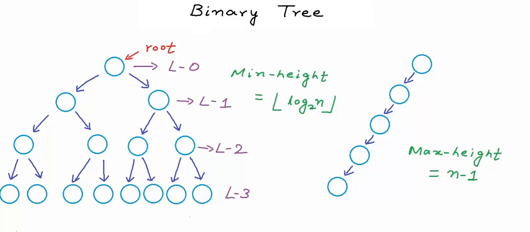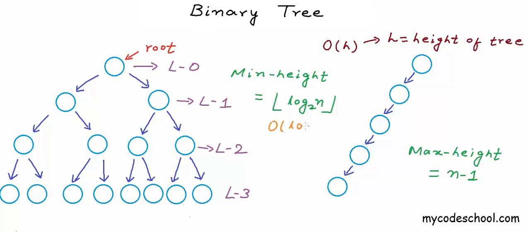Now think about this. If I'm saying that the time taken for an operation is proportional to the height of the tree, or in other words, if the time complexity of an operation is big O of h, where h is the height of the binary tree, then for a complete or perfect binary tree, my time complexity will be big O of log n to the base 2. And in the worst case, for this sparse tree, my time complexity will be big O of n.